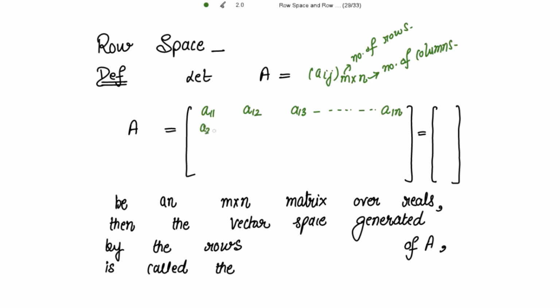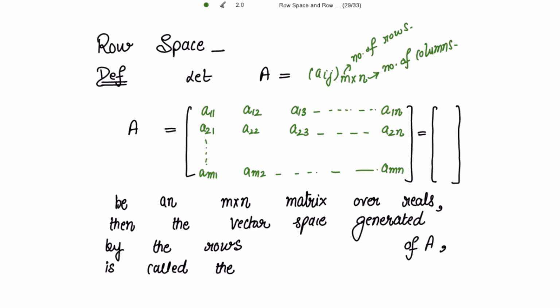Then A21, second row, first column. Then A22, second row, second column. Then A23, second row, third column, and so on. So this is A2n. Likewise, if you move further, the last row will be, how many rows are there? M rows, right? So this should be Am1, mth row and first column. Then Am2, mth row and second column, and so on. So the last entry is Amn, mth row and nth column, right?